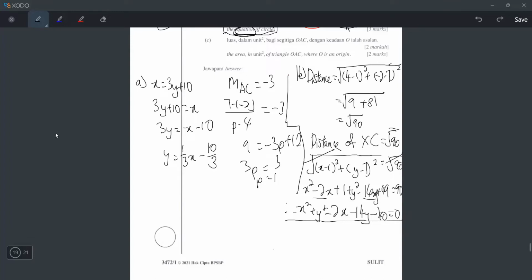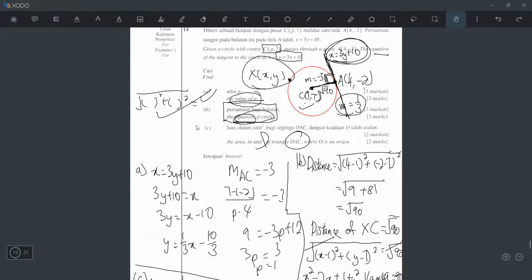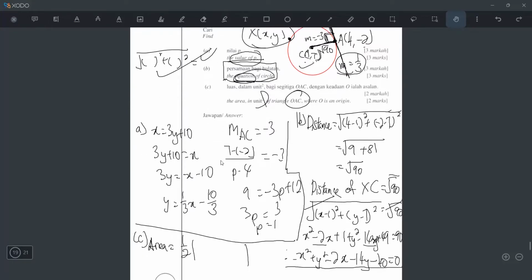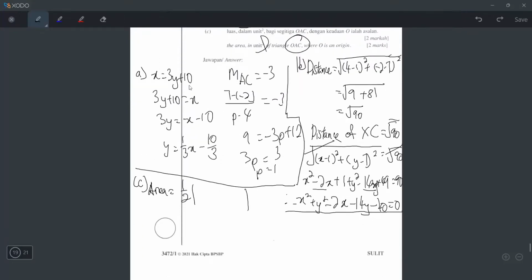Okay, let's go to C, and then done already, and then we can go to the last question. So, the area of triangle OAC where O is the origin. If you want to find area, you use 1/2 modulus and so on, because this is coordinate geometry. But you need to have the coordinates of O, A and C. Do I have O's coordinate? Yes, because O is the origin, of course I know it's 0, 0.